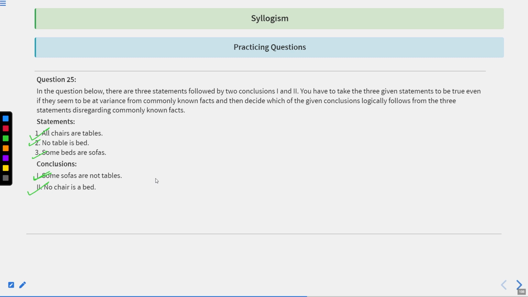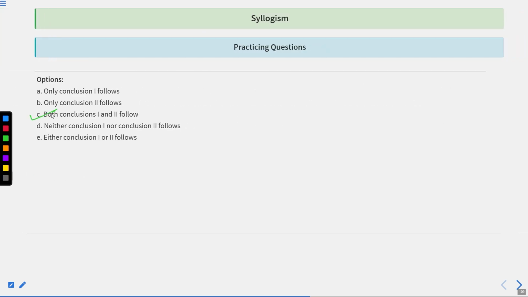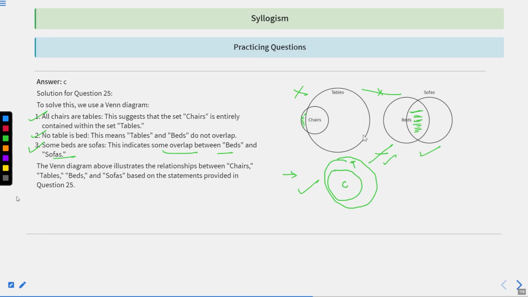So conclusion 1 is also correct, conclusion 2 is also correct. What does that mean, my dear student? That means the answer for this particular question will be conclusion C. That option number C says that conclusion 1 and conclusion 2 follow. Right? Are you now 100% sure that this will be the right answer for this question? Yes. Why? Because we have drawn the Venn diagram. After drawing the Venn diagram, we are 100% sure that this will be the correct representation of the statements that have been provided.